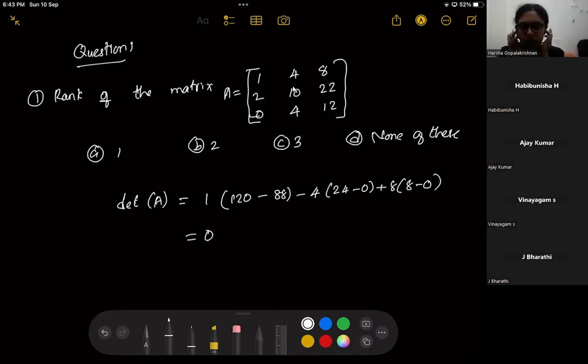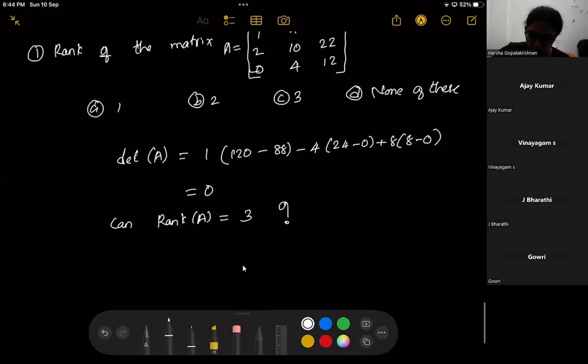So can the rank of A be 3? Rank is 2 here. The rank of A cannot be 3, because the determinant is 0. We are taking the 3 by 3 order square submatrix, that is A itself, and its determinant is 0. Then the rank cannot be 3.